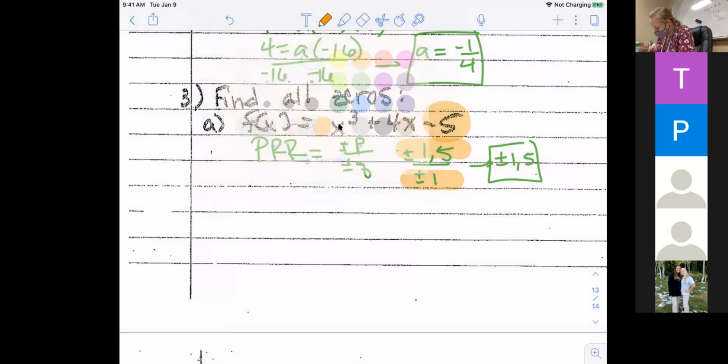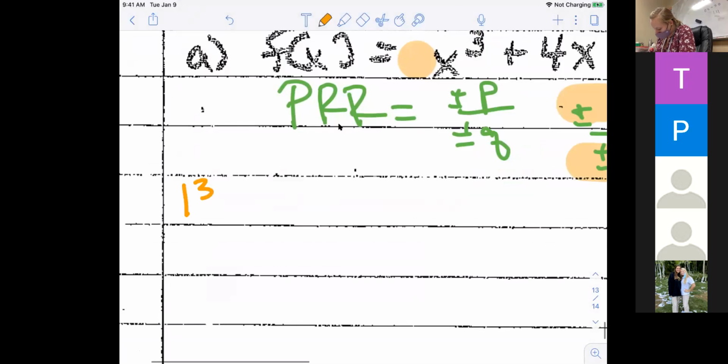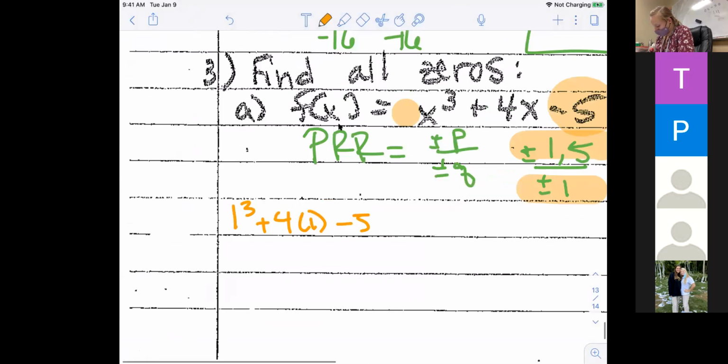Plug in. I'm going to do 1 to the third plus 4 times 1 minus 5. Okay, 1 to the third is 1. 4 times 1 is 4, minus 5. Oh, 5 minus 5. Nice. The first one we tried works. Thank God. Sometimes you do like 3 or 4 of them and then it finally works, and that sucks.